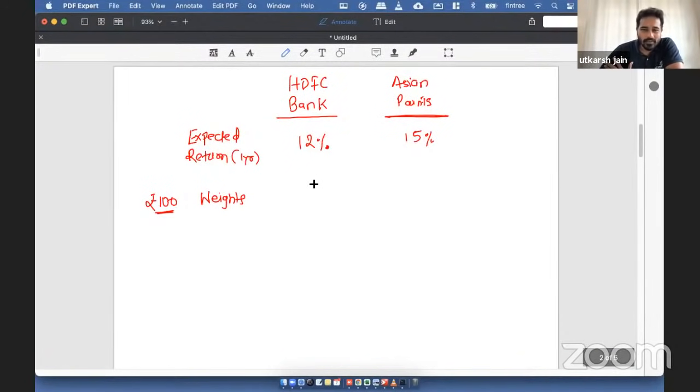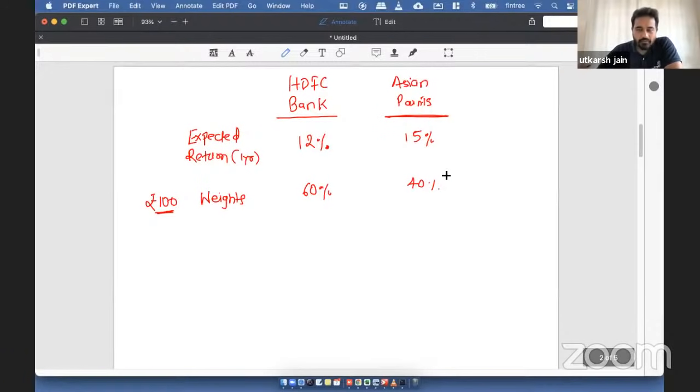So let's say that we decide that I would probably put 60% of my money into HDFC Bank and 40% of my money into Asian Paints, right? So 60 rupees and 40 rupees.